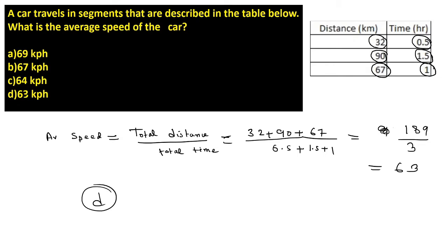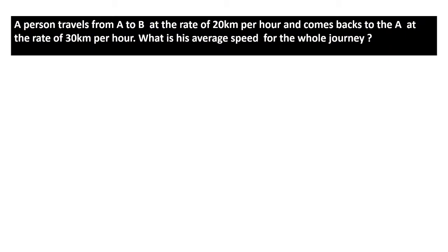So guys, what will be the average speed? We know average speed is total distance by total time. Now what is the total distance? Total distance is 32 kilometer plus 90 kilometer plus 67 kilometer by total time, that is 0.5, 1.5 and 1, that will be 63. Clear? So this is our answer. Which option is correct here? Option D is correct here. Okay guys, now next.